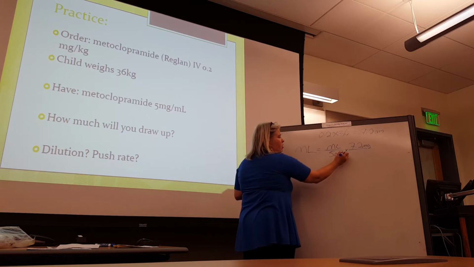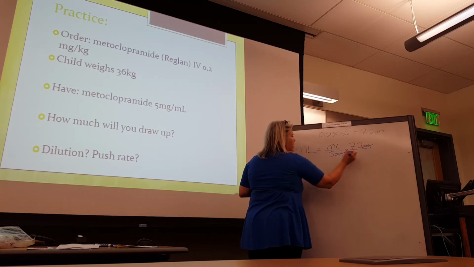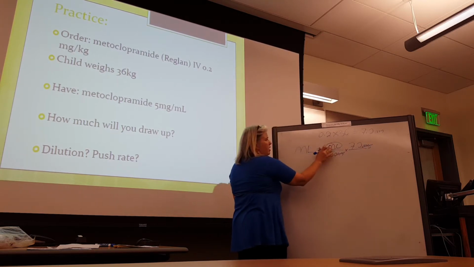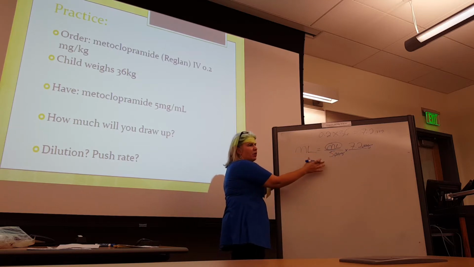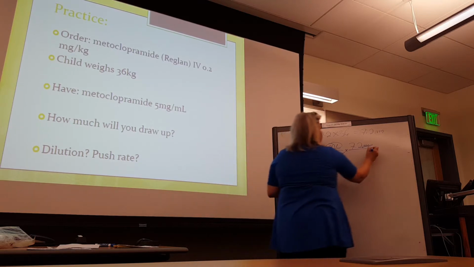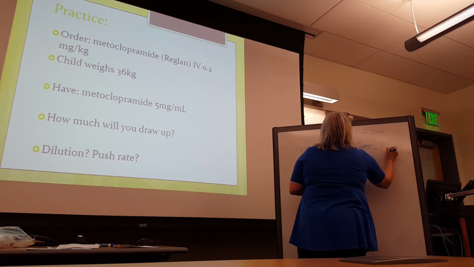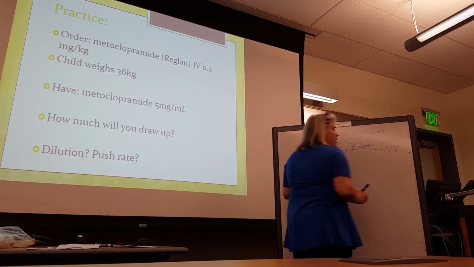And again, I like to cross off what's going to cancel out and circle what stays, and mils match mils, so I know I have it set up correctly. And the answer is 1.44 when you do the calculation.